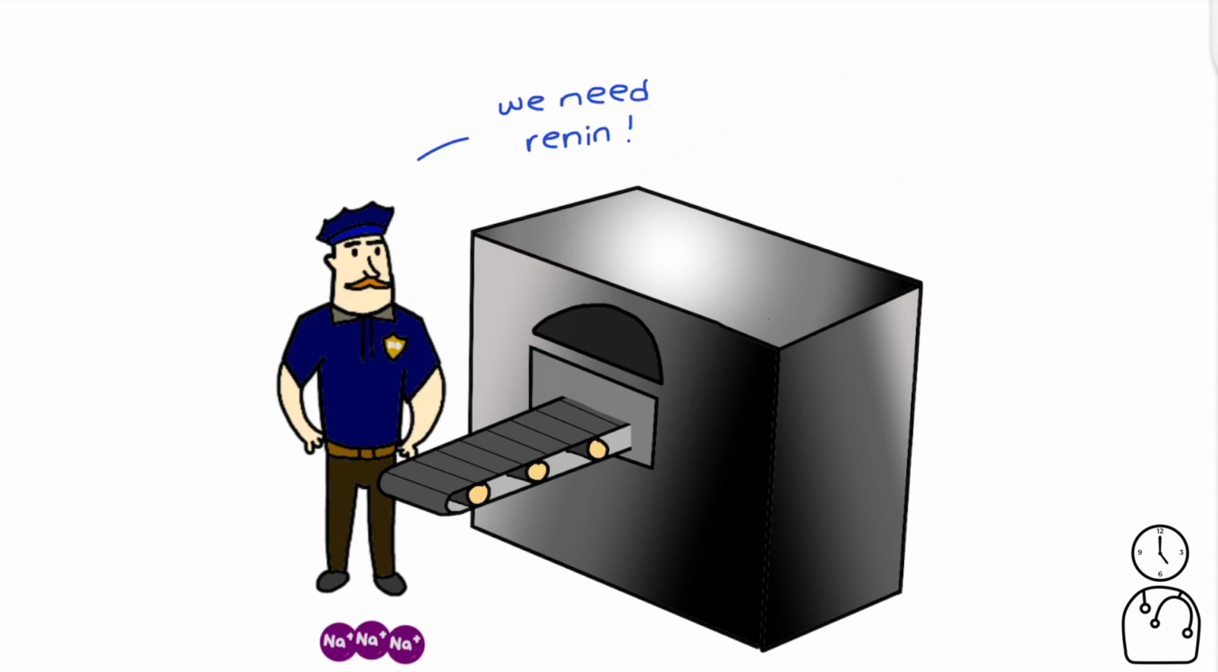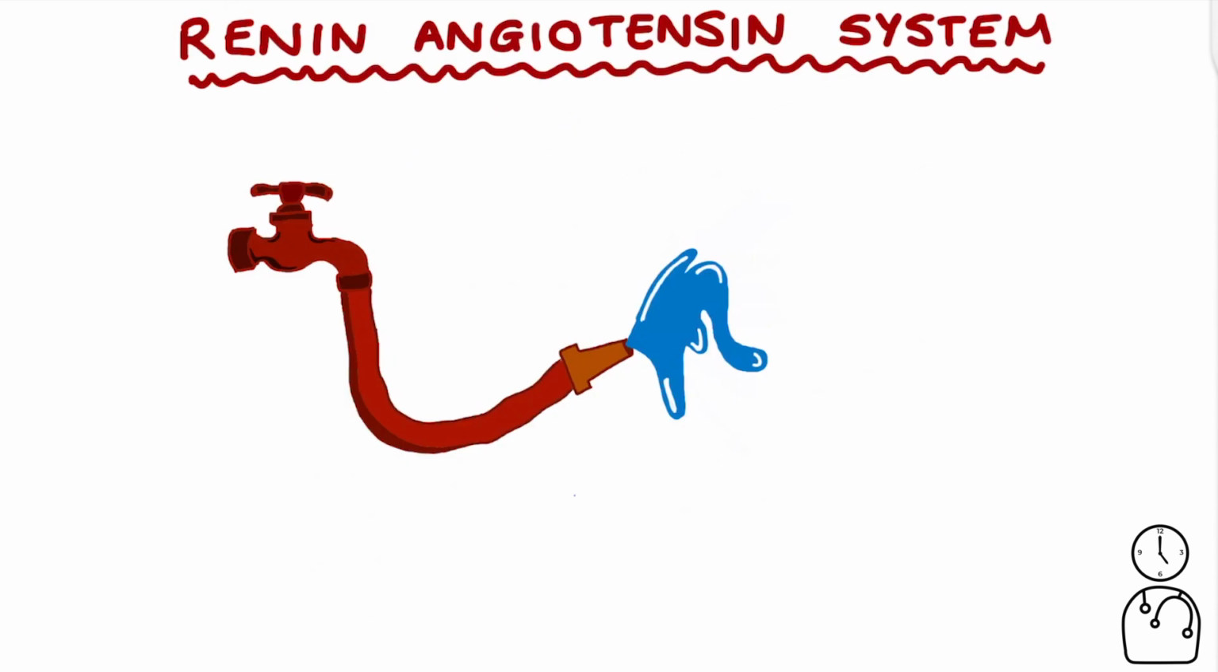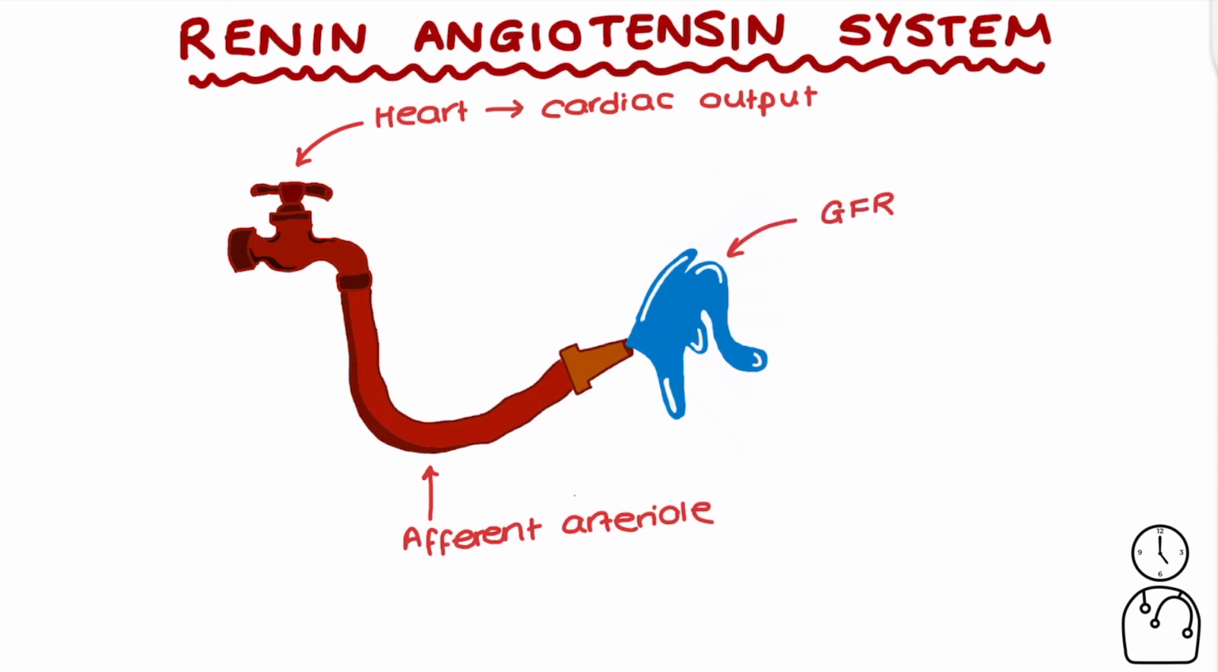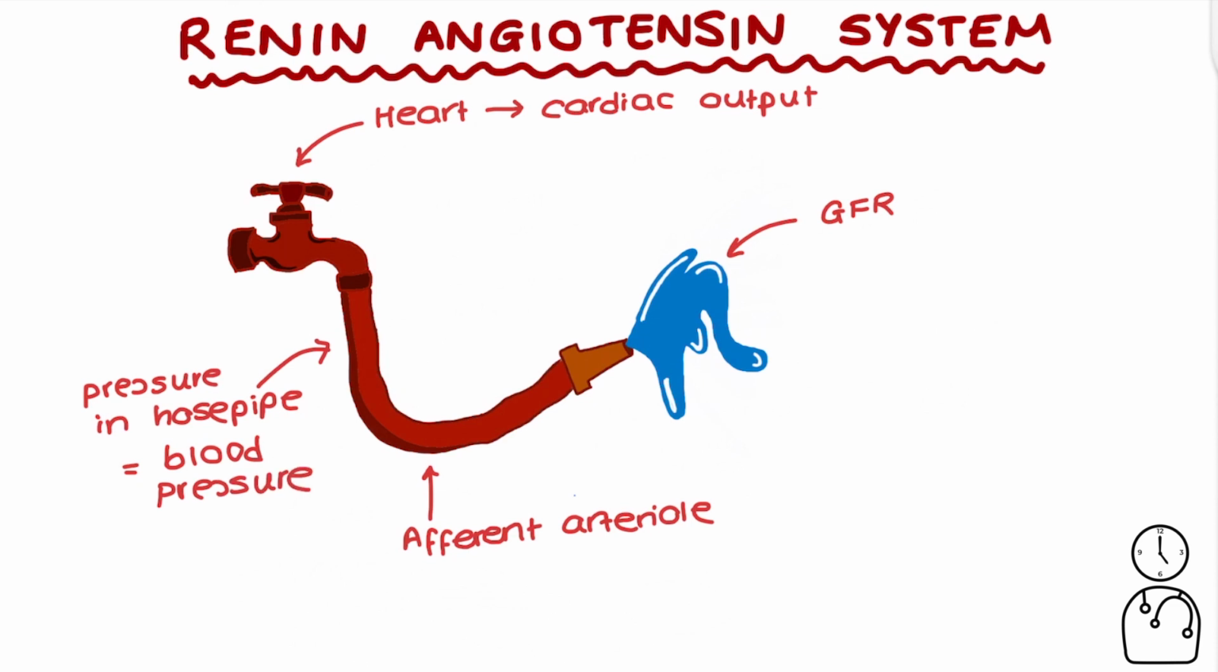to release renin. An easy way of thinking about it is to imagine a hose pipe attached to a tap. The tap is sort of like the heart, with the water coming out of it like cardiac output. The hose pipe itself is like the afferent arteriole, the water coming out the other end like the GFR, and the pressure within the hose pipe like the blood pressure. If you have someone who's dehydrated and therefore has a low blood volume, their cardiac output, or the water coming out of the tap, will be a bit lower, and so their blood pressure will be lower. That means there's less stretch on the hose pipe, or the afferent arteriole, and the water coming out the other end, or the GFR, is going to be lower.